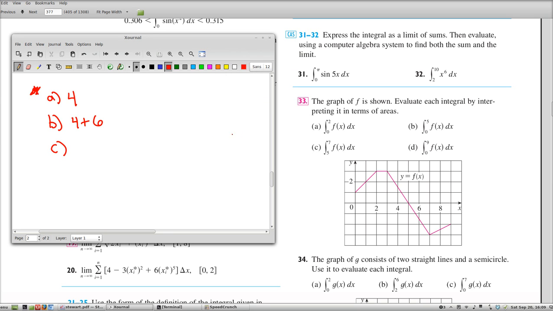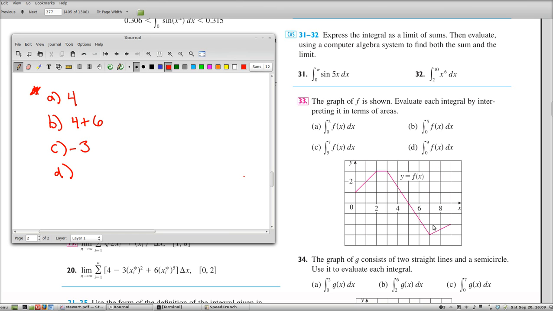So let's look at C, and C is from 5 to 7. So from 5 to 7 is going to be half of these 6, so that's 3, so it's negative 3. And part D is from 0 to 9.